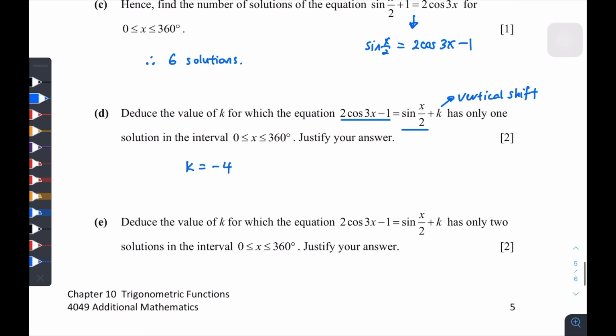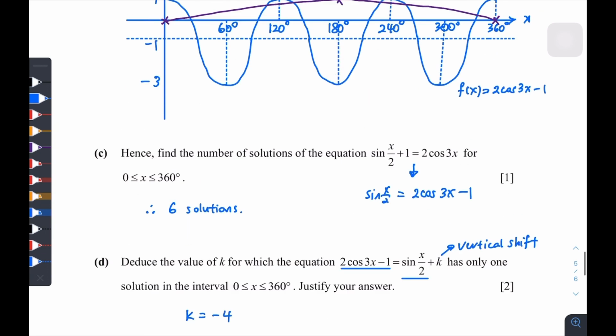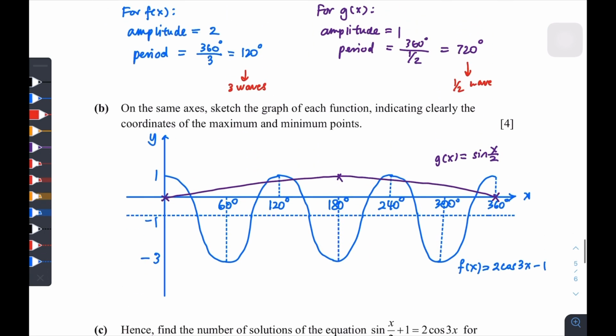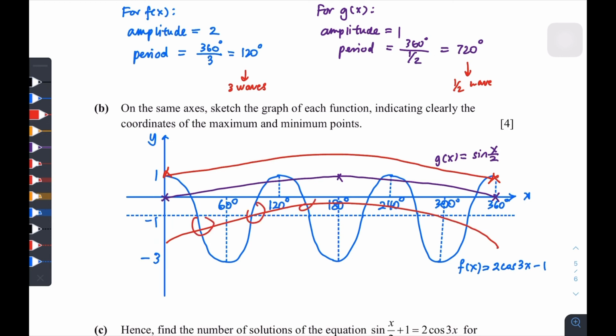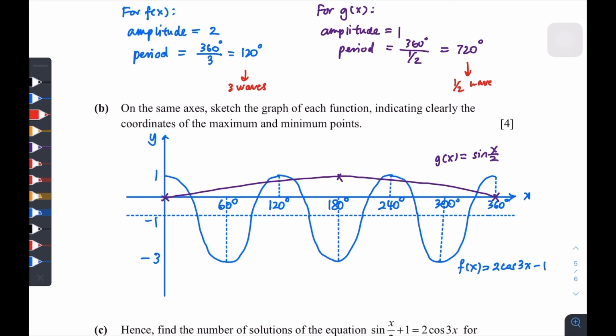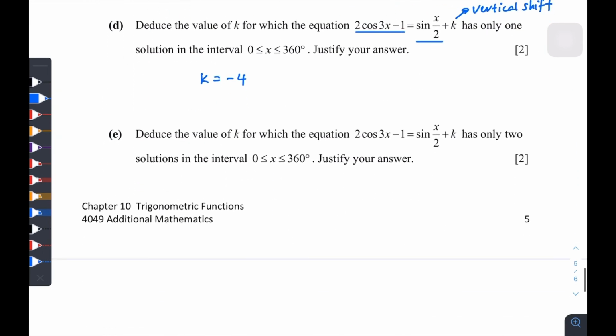Now, deduce the values of k for which the equation has only two solutions. Just now we drew it already. We drew the first one over here. When there are only two solutions, it is actually over here. If it's over here, you have 1, 2, 3, 4, 5, 6 solutions again. But like what we drew earlier, we have two solutions over here. How many units are we shifting up? The k will be equal to 1. We add 1 over there. So the answer is k equals 1.